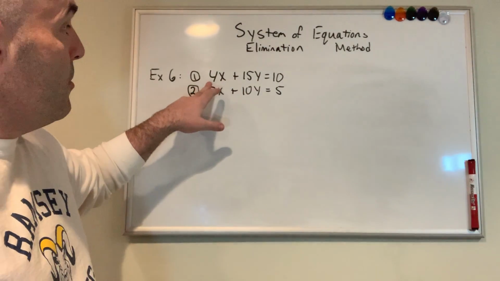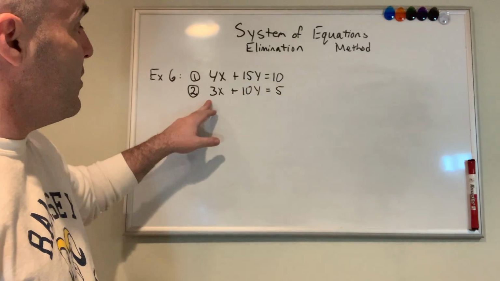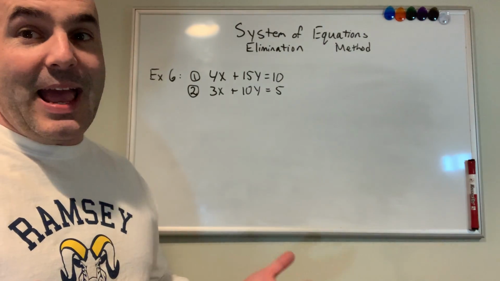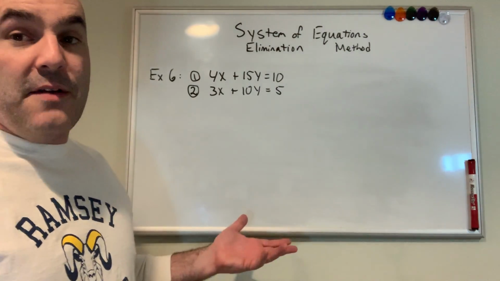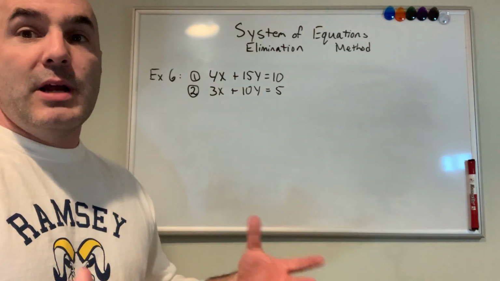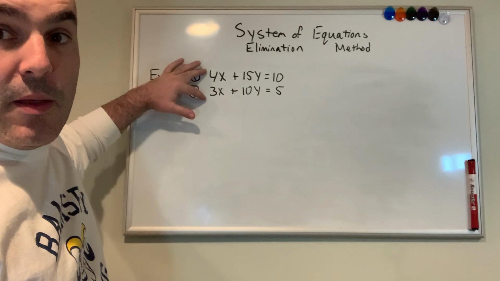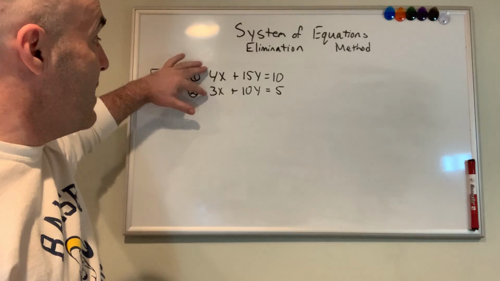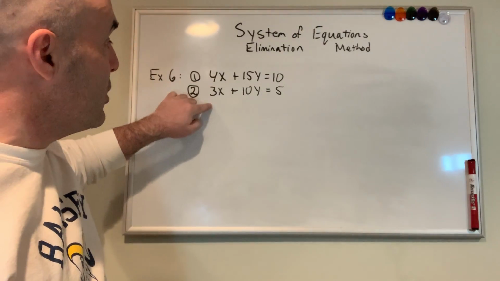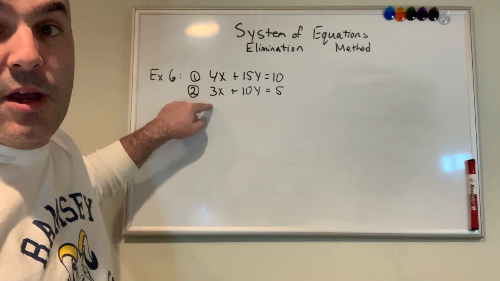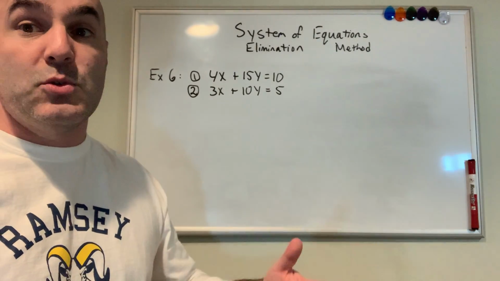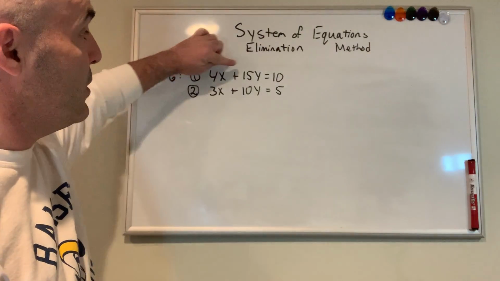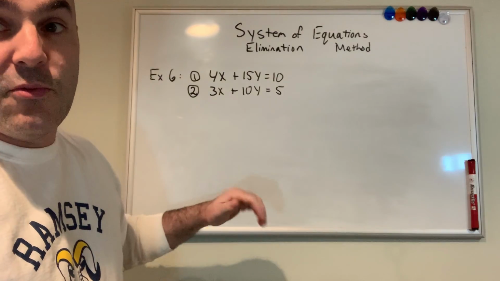I've got 4x plus 15y equals 10, and I've got 3x plus 10y is equal to 5. Now, by the looks of it, it doesn't look like anything is going to cancel directly. So I have to think, how could I get, let's say, the x's to cancel? Well, if I'm looking at 4 and 3, the least common multiple will be 12. So I'd have to get the top equation to a 12x and the bottom equation to a negative 12x. Okay, or I could have done it vice versa, but I need a positive 12x somewhere and a negative 12x somewhere else. So that's going to involve multiplying the top equation by 3 and the bottom equation by 4.